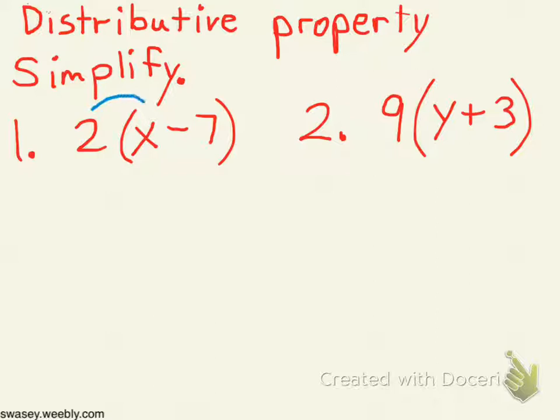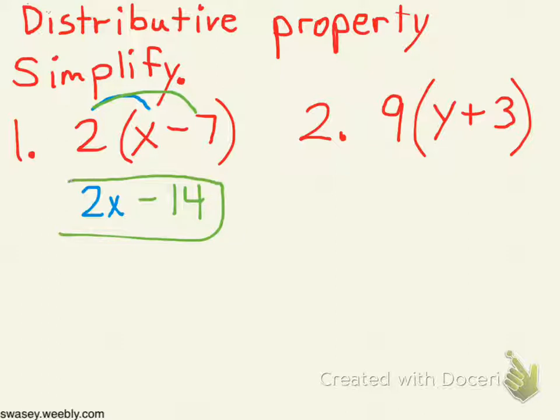And so to get rid of the parentheses, we'll distribute this 2. We'll multiply each term by 2. 2 times x gives us 2x. And then 2 times negative 7 gives us negative 14. Or you could say minus 14. So our final answer is 2x minus 14.